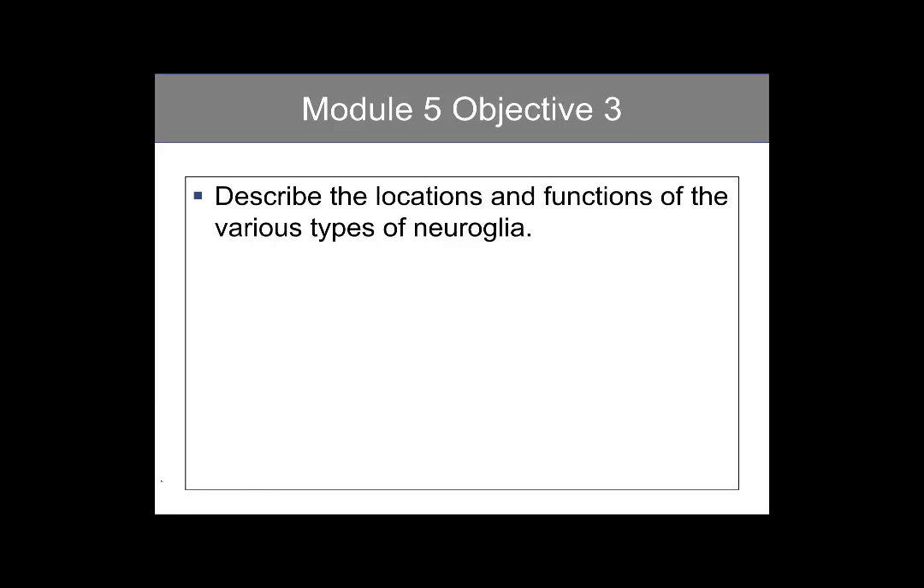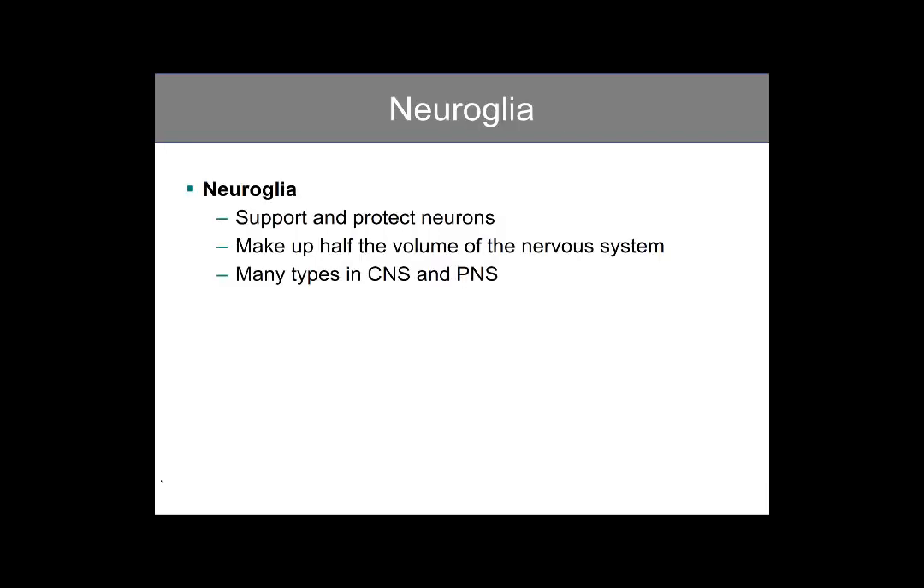Module 5, Objective 3: describe the locations and functions of the various types of neuroglia. Neuroglia support and protect neurons, making up about half of the volume of the nervous system, and there are various types of neuroglia found within the central nervous system and the peripheral nervous system.